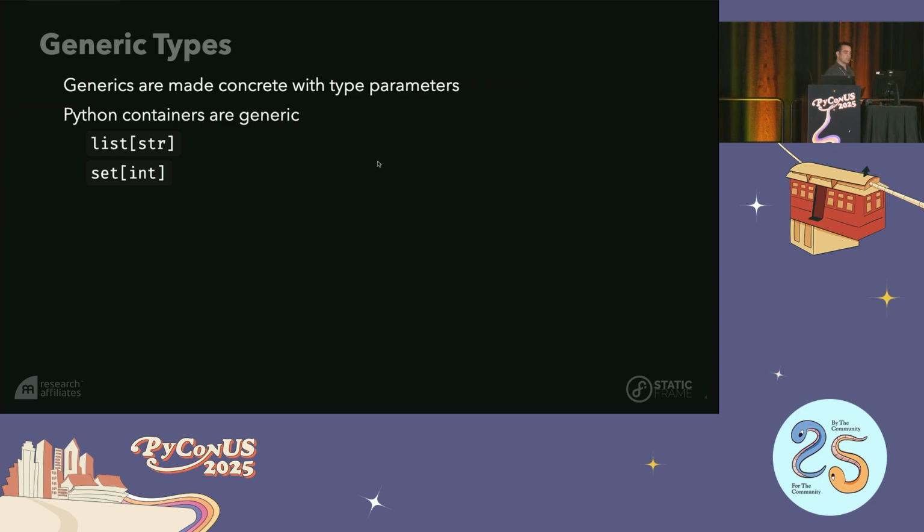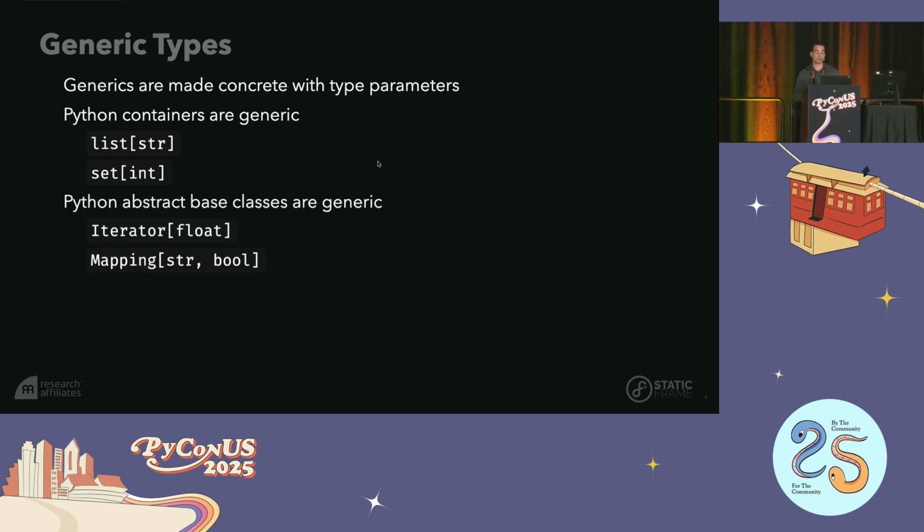So when we use a list, we can say this is a list of string. When we have a set, we can say it's a set of int, for example. And Python abstract base classes are also generic. So we can talk about an iterator of float or a generic mapping from string to bool.